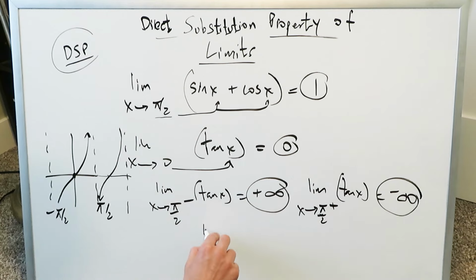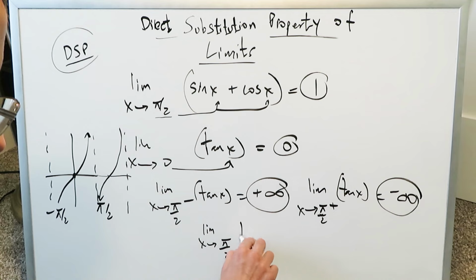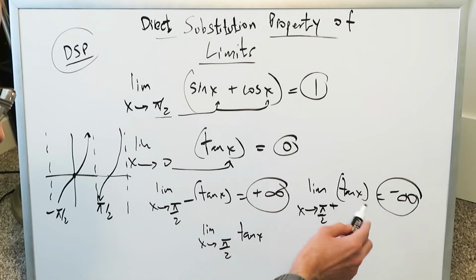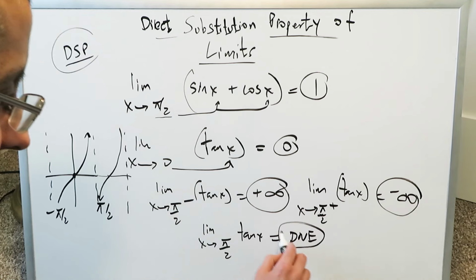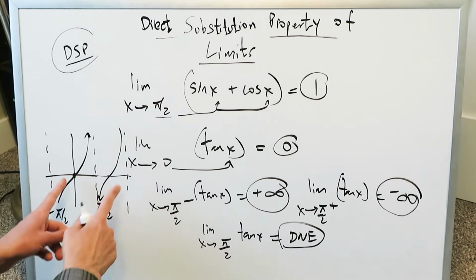But in general, limit as x approaches pi over 2, you see there's no positive or minus. Tan x, because the left side and the right side limits are not the same, you can say the limit does not exist, because the left side and the right side limits are not the same.